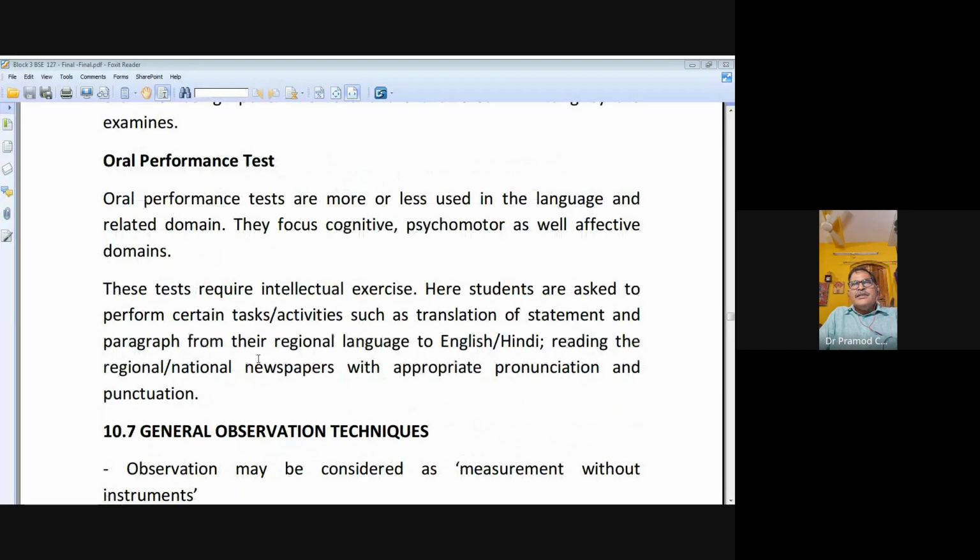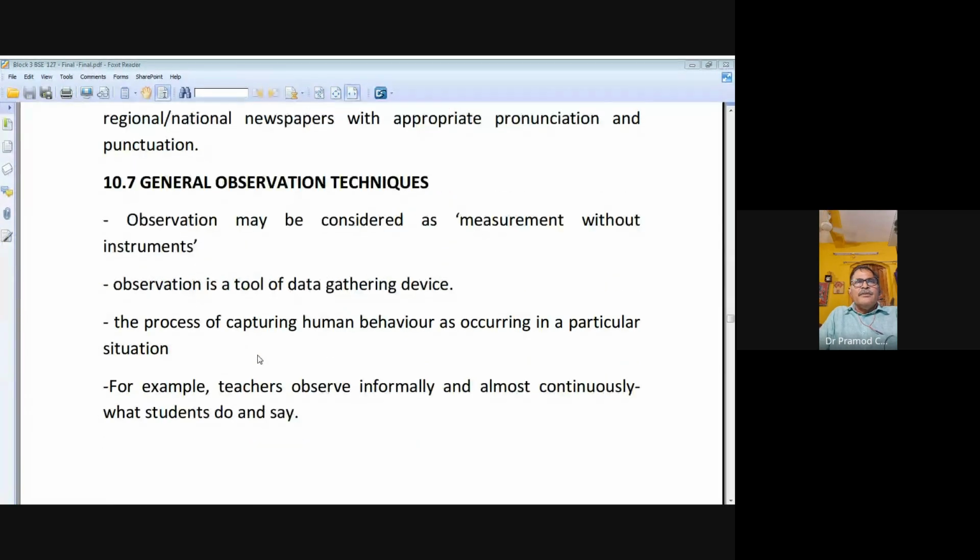Oral performance question is there. When we give much more importance to the cognitive, psychomotor as well as affective domain, then definitely we will have to give some tasks and some activities, and we can ask you to write. Suppose you are interested to write something regarding the Odissi dance. You can say that you will write something regarding the Odissi dance in English or Hindi, whatever it may be. Then we can know how you are pronouncing or how you are using the language. So another is the observation method.